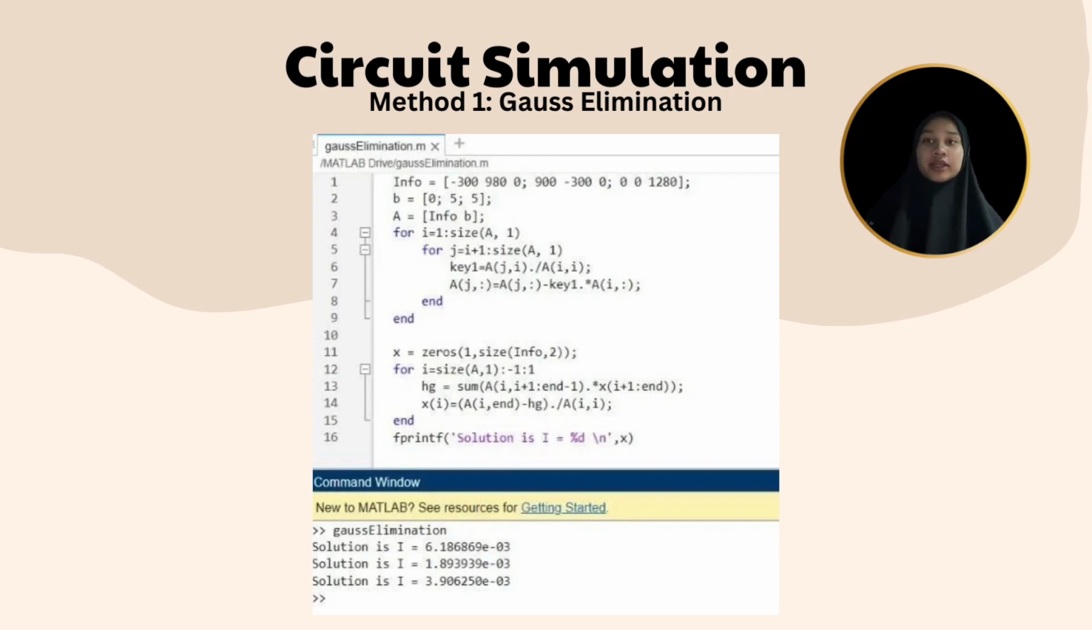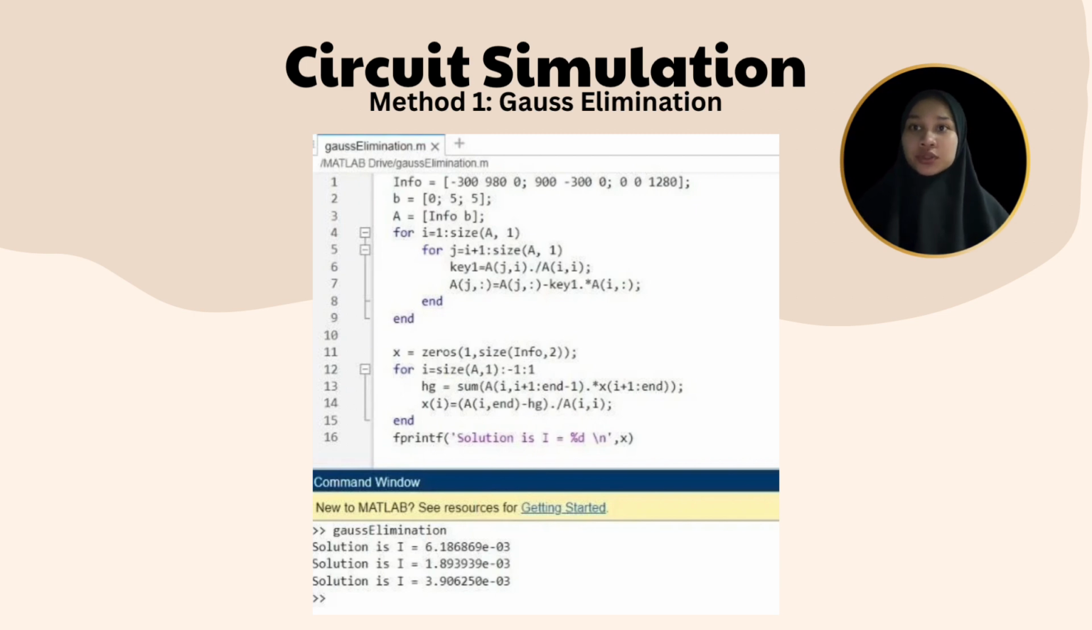So now I would like to present our simulation using MATLAB. So this is the Gauss elimination. We start from line 1, where A is the coefficient matrix of the system of linear equations, and B represents the right hand side vector. Then the augmented matrix is formed by concatenating A and B horizontally, resulting in [A B].